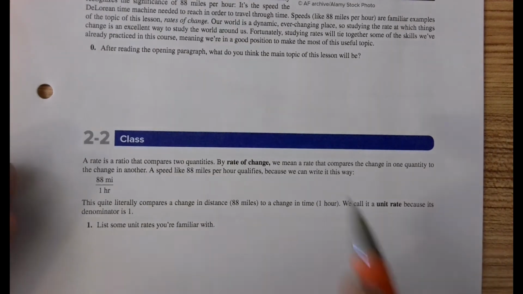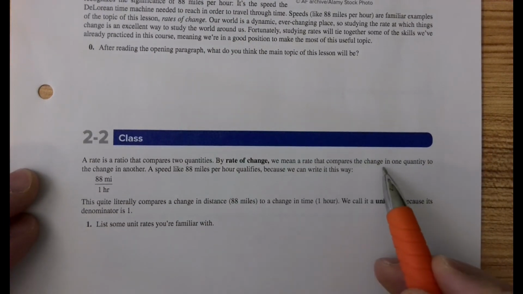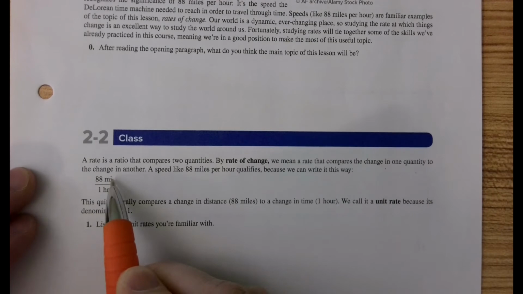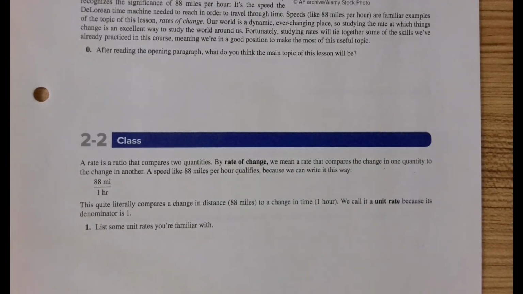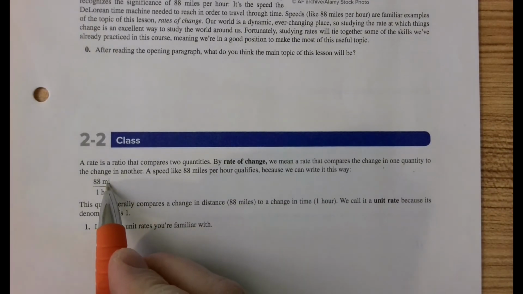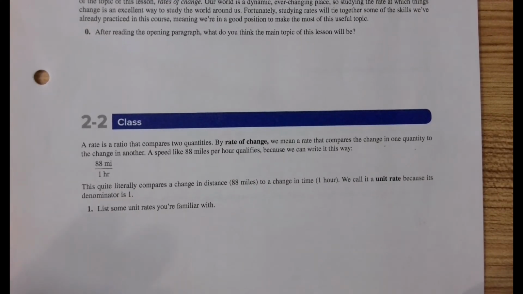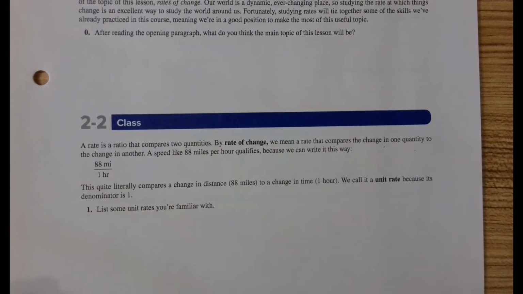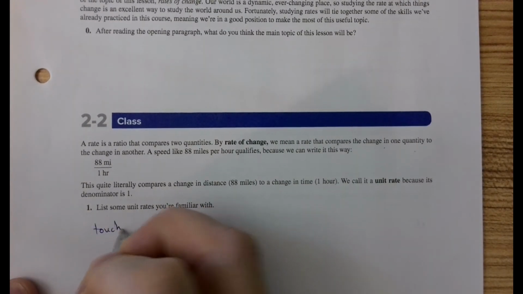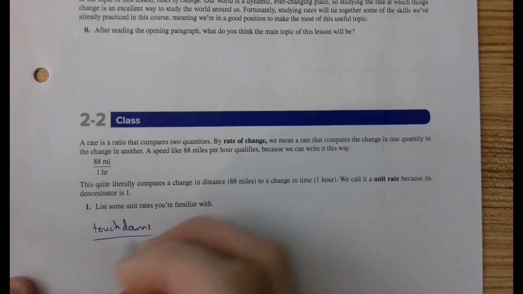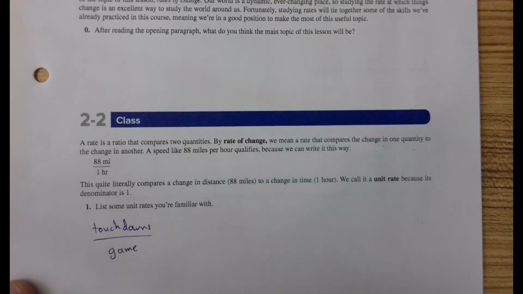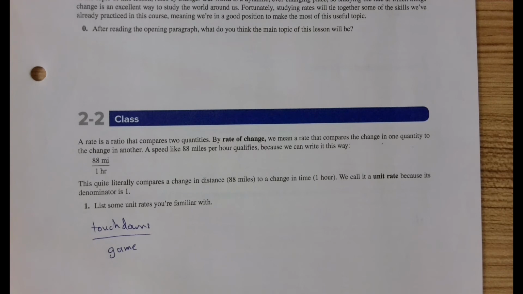Our author defines a rate of change. He means a rate that compares the change in one quantity to the change in another quantity. So for example, speed is a rate of change. It's the number of miles traveled divided by the number of hours it took to travel. We could do other kinds of rates, like touchdowns per game. So the number of touchdowns per certain amount of games. You see this talked about in football.